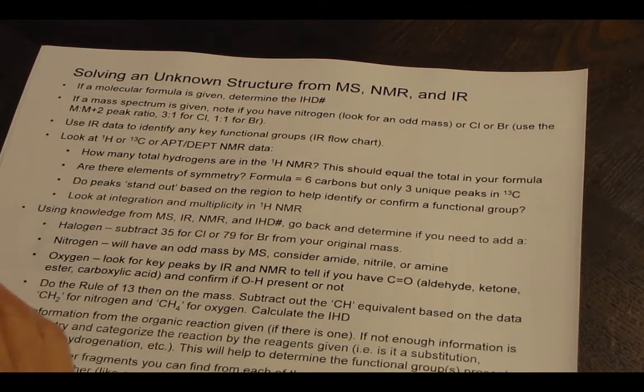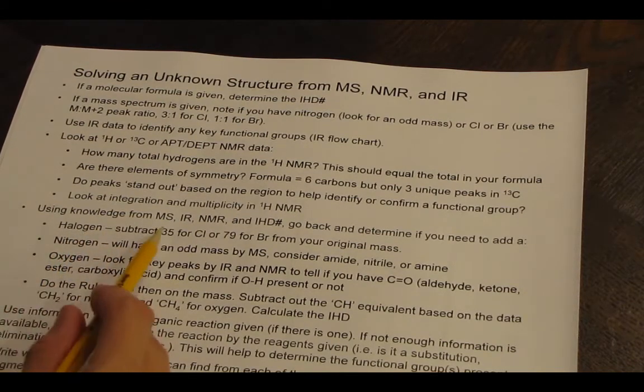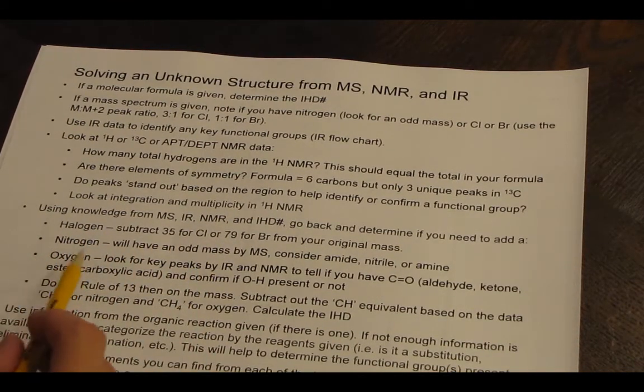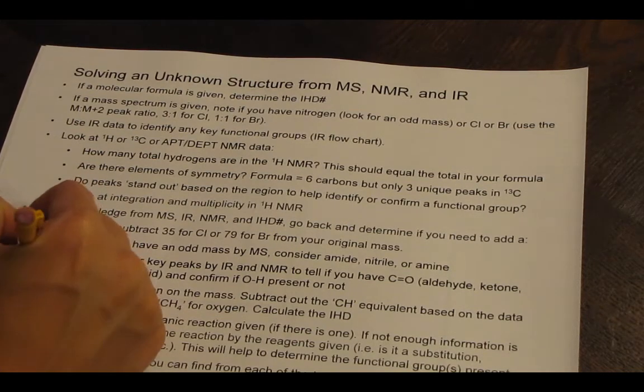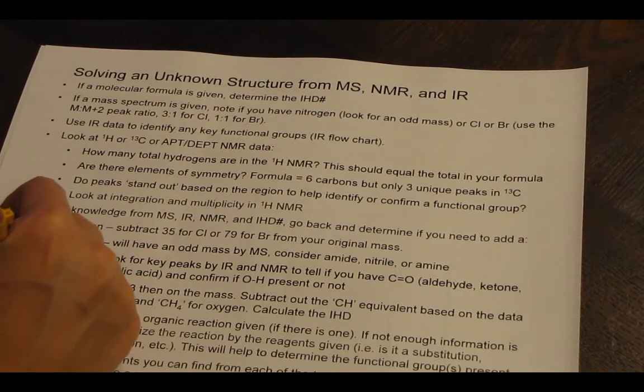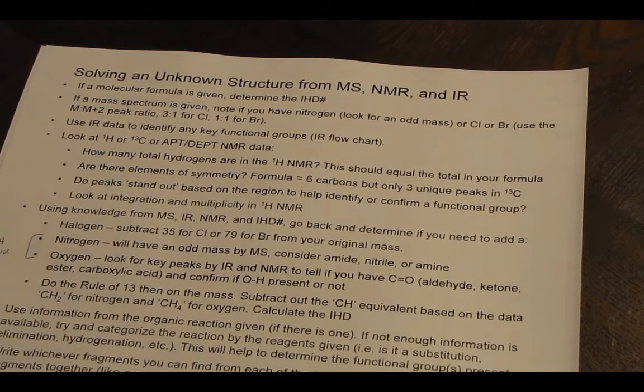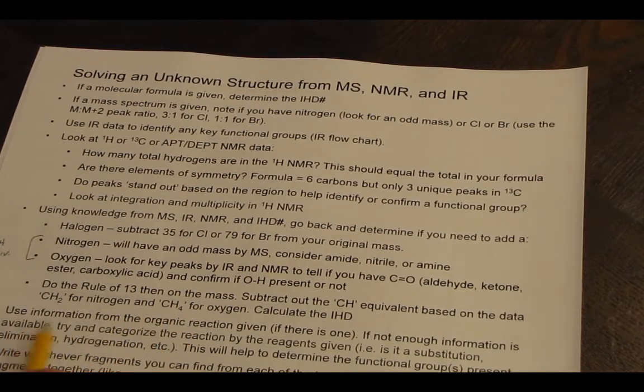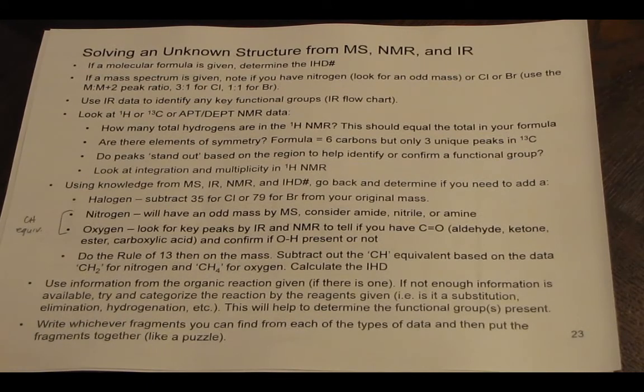From mass spec, you get a mass. If you have halogen, you subtract out that halogen. If you have nitrogen or oxygen, you add these in using CH equivalents, like we did on the first problem. Nitrogen is worth a CH2, oxygen is worth CH4, and other hints from the IR can tell you whether you're going to have nitrogen or oxygen. Do the rule of 13, which we tried already. If you have any information from an organic reaction, use that as well. For instance, if I said we have a hydrobromination, then you would know that the H and bromine will add.